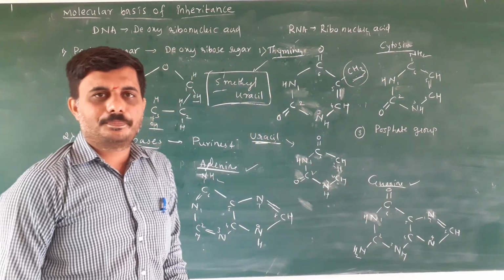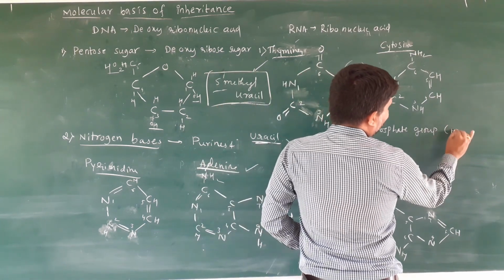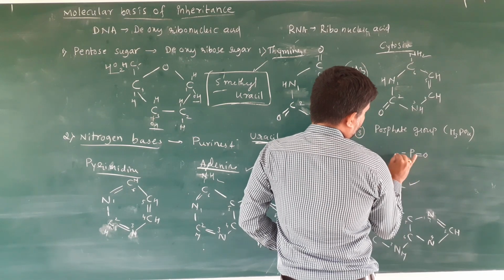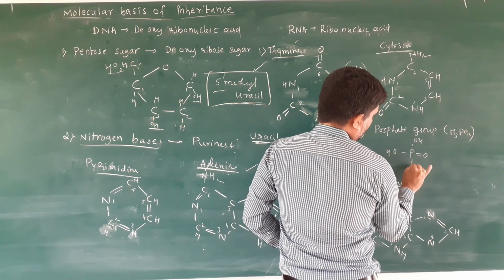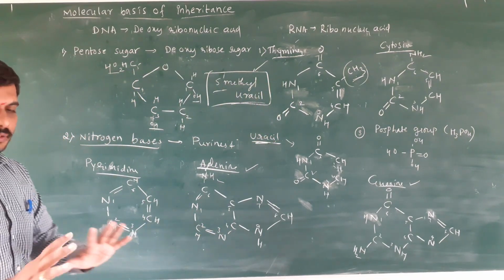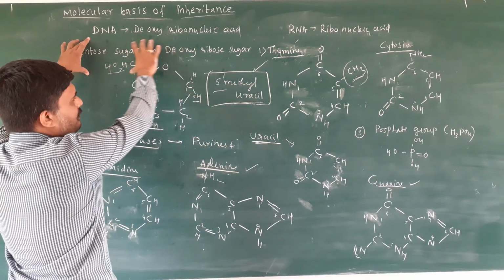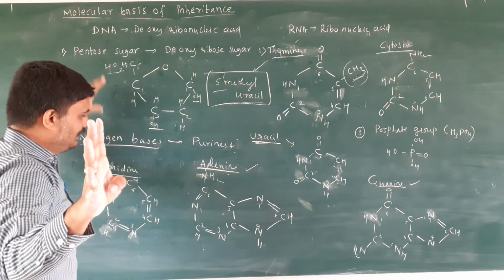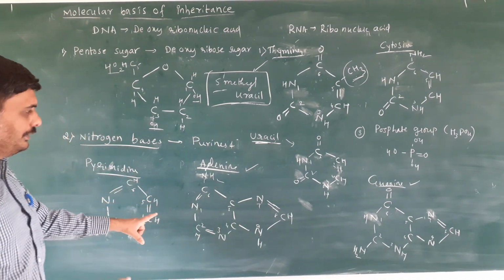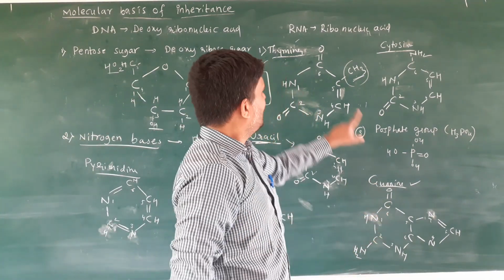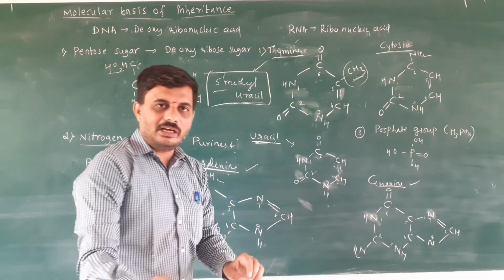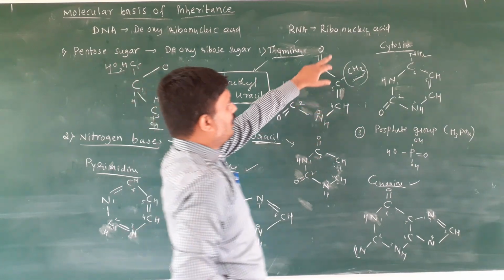The third component of DNA is the phosphate group, that is H3PO4. Phosphate is pentavalent, with a double bond and OH, OH, OH groups. These are the components of DNA and RNA. What are the components of DNA? DNA has a pentose sugar called deoxyribose sugar, and nitrogen bases: two purines, adenine and guanine, and two pyrimidines, cytosine and thymine. These are the components of DNA. And what are the components of RNA?